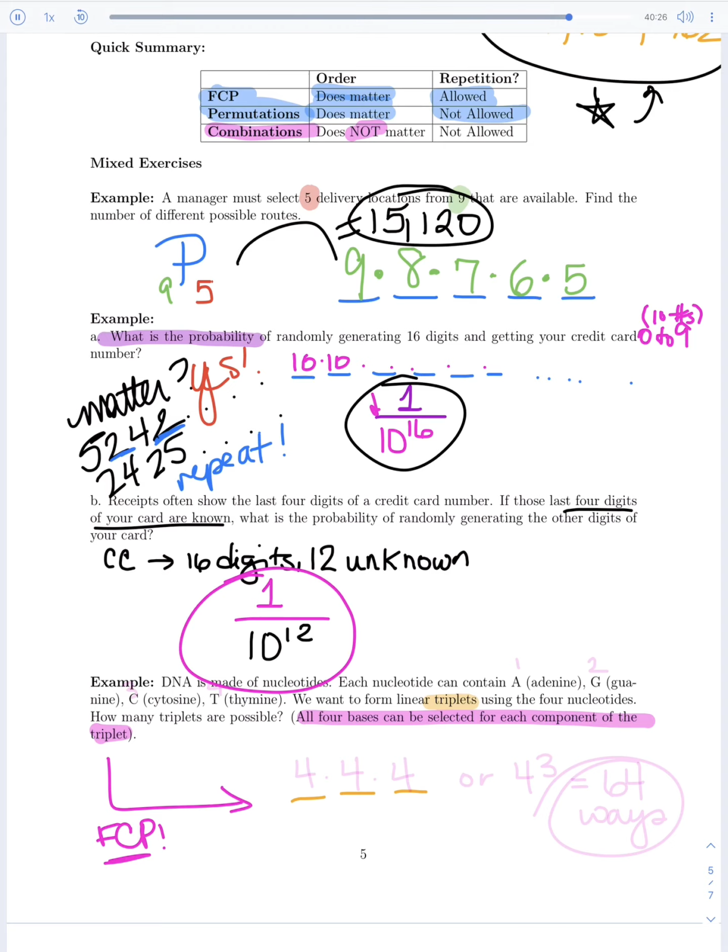So for my first slot in my triplet, I have my adenine, my guanine, my cytosine, or my thymine, all 4 to choose from. For my second component, it still says I can use all 4, so I still have 4 to choose from. And for my third part of my triplet, I still have 4 to choose from. So it's 4 times 4 times 4, or I can do just 4 to the third. Either way, I get 64 different ways to come up with different genetic triplets.